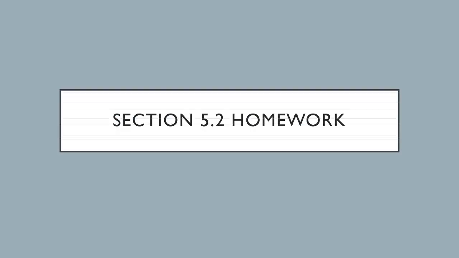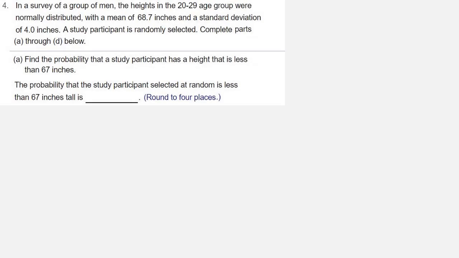We're looking at homework for section 5.2. This is question number 4. It's a multi-part question. In a survey of a group of men, the heights in the 20 to 29 age group were normally distributed, with a mean of 68.7 inches and a standard deviation of 4.0 inches. A study participant is randomly selected. Complete parts A through D below.